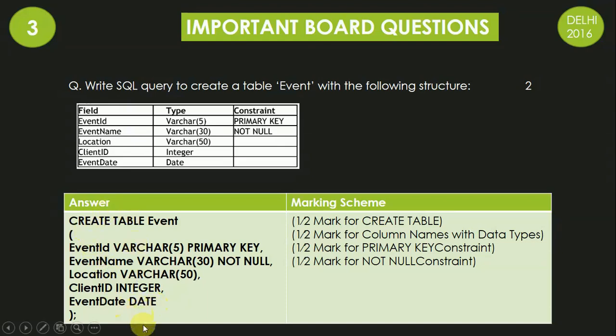The mark distribution for this command is half mark for create table. If you write the create table correctly, you will get half mark. Half mark for column names with data types. If you write all the column names with their data types, you get half mark. Half mark for primary key constraint if you write it correctly, and half mark for not null constraint. So you have to write the command like this.